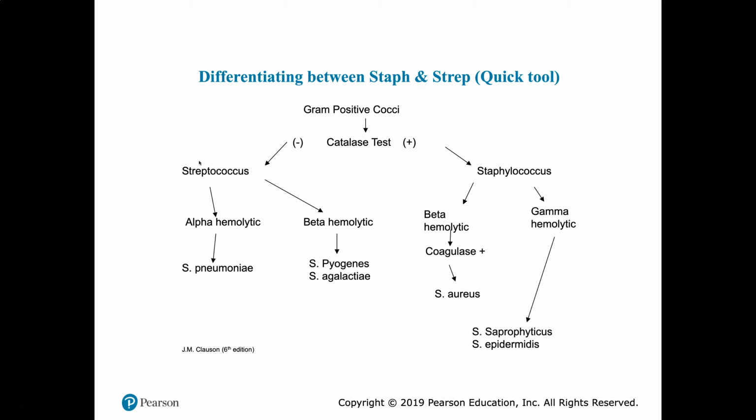Now, this is not perfect, but it is very useful in rapid identification. And then from there, you can look for other traits. So if it's catalase positive, we say, all right, we think it's staphylococci then. Where can we go from there? Well, if we think it's staphylococcus, we can use blood agar.